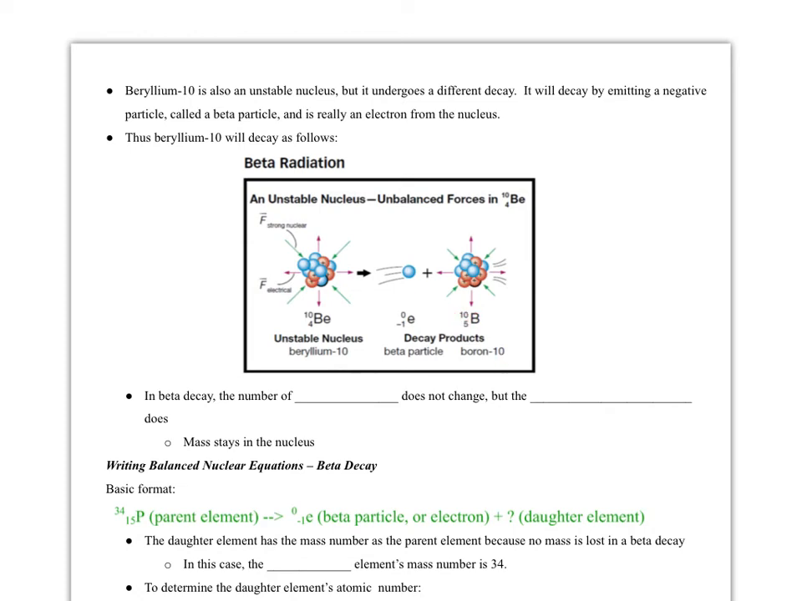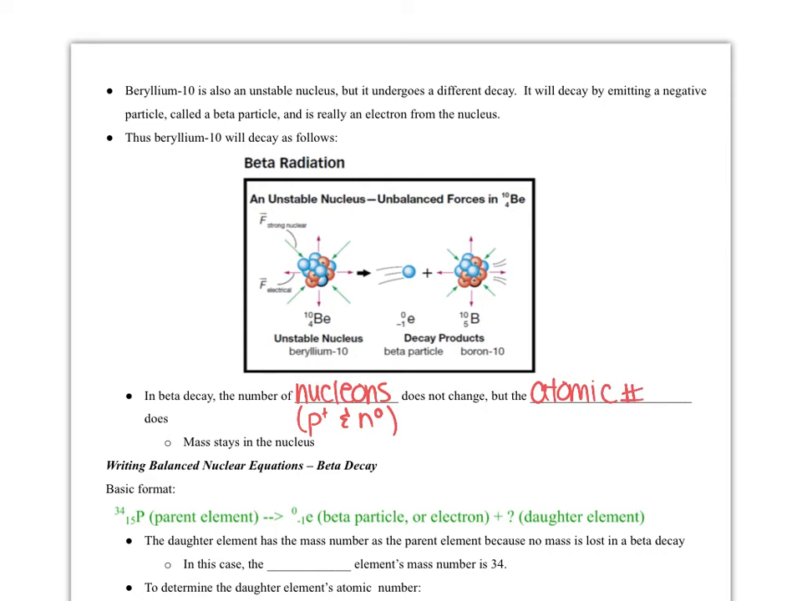We always write the mass number next to the isotope name. So in beta decay, the number of nucleons, remember, that's protons and neutrons total in the nucleus, doesn't change, but the atomic number does.